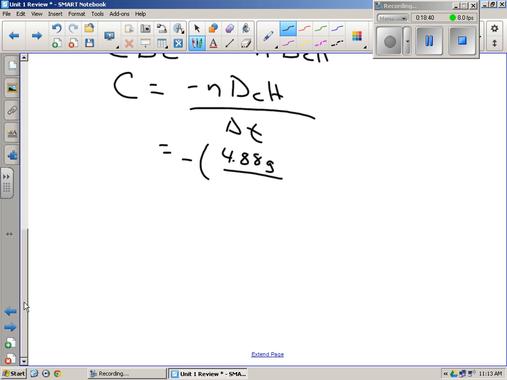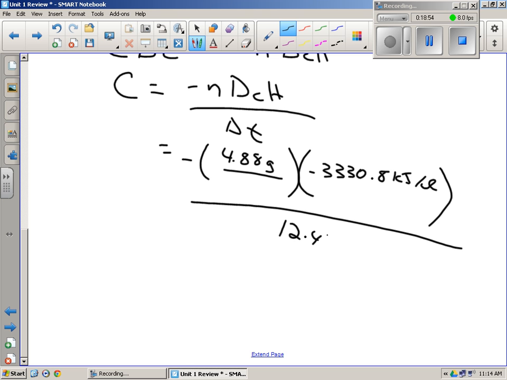So I have 4.88 grams of fuel. I might as well fill this in here. Negative 3330.8 kilojoules per mole is the delta H of combustion for that question. It rises by 12.4 degrees Celsius. So that's my delta T. I need to find out the molar mass of this. So pentan-1-ol looks like this. This will be 3, 2, 2, 2, and 2, I think, yeah?